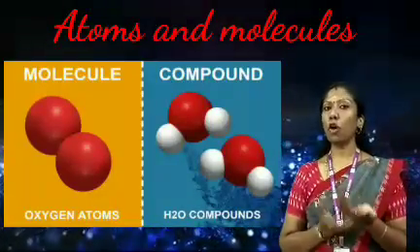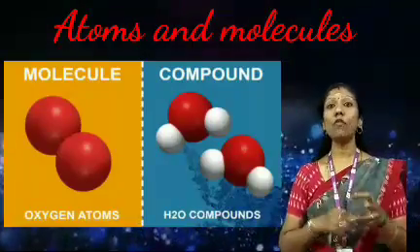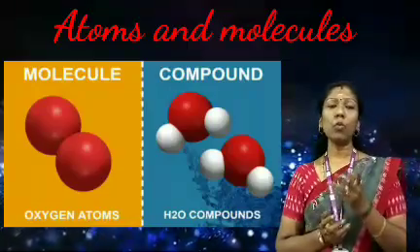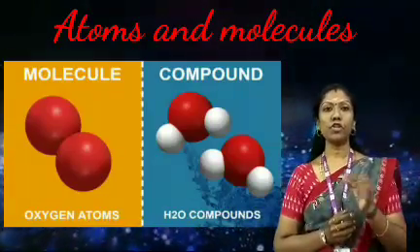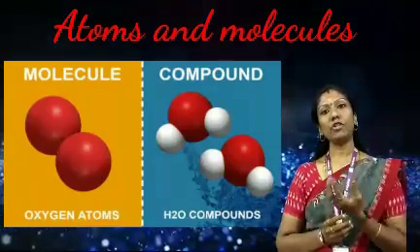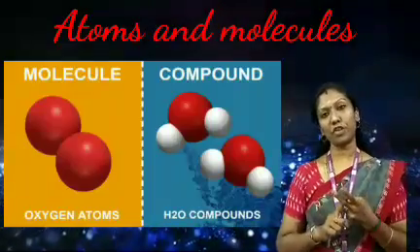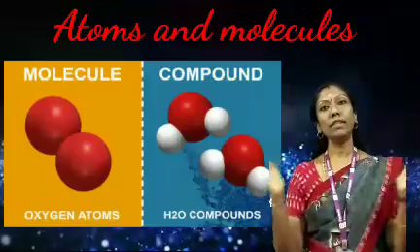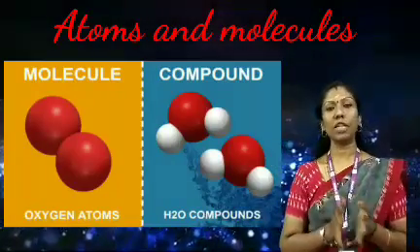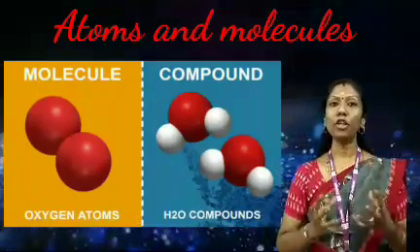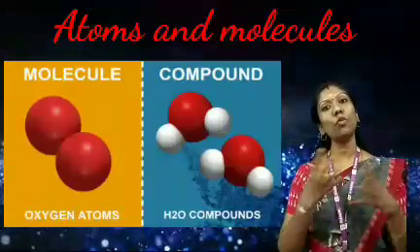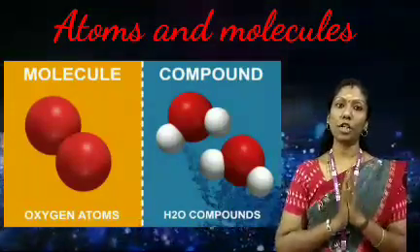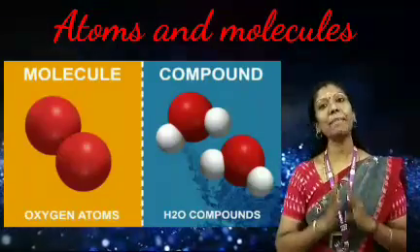Now what is a molecule of compound? Obviously, the atoms of different elements combine together to form a molecule of compound. Example, water. Water formula H2O. Now in H2O we have two atoms of hydrogen and one atom of oxygen. Hydrogen is different, oxygen is different. Now the three atoms combine together to form the water molecule. So a molecule of compound is a combination of two or more atoms of different elements, whereas a molecule of element is a combination of two or more atoms of the same element.